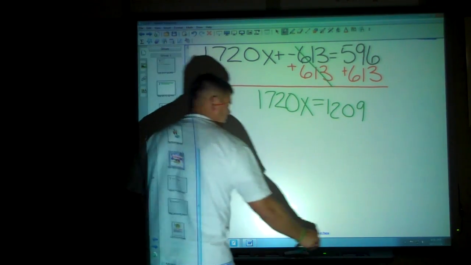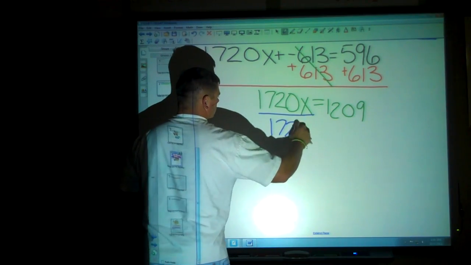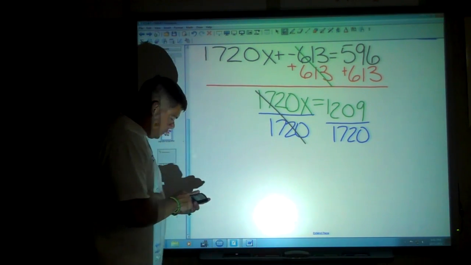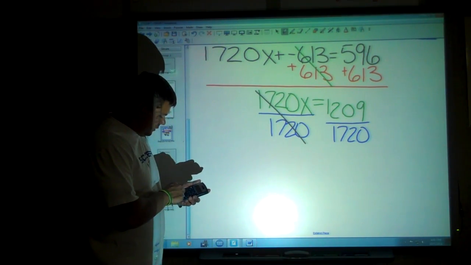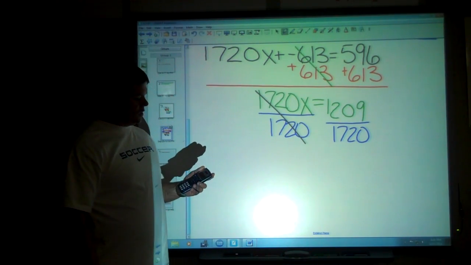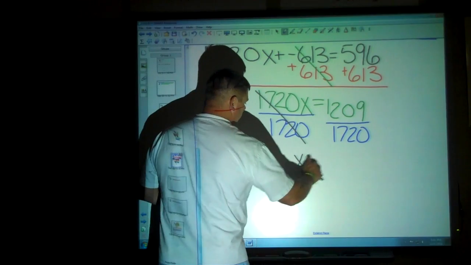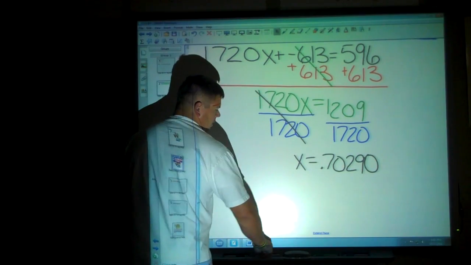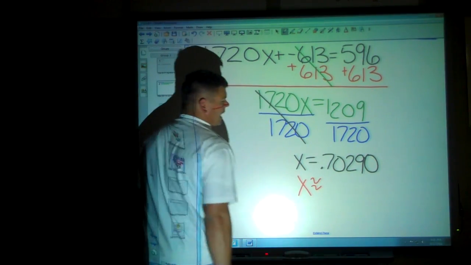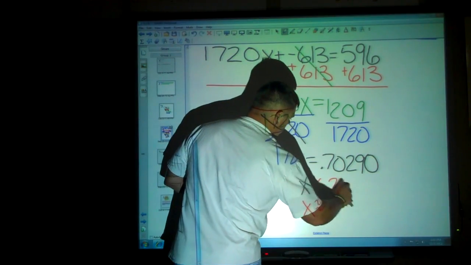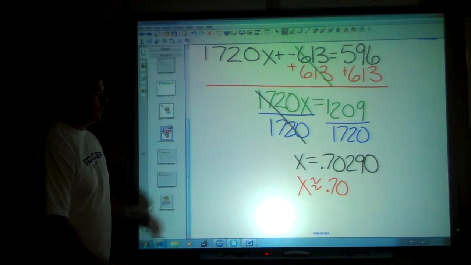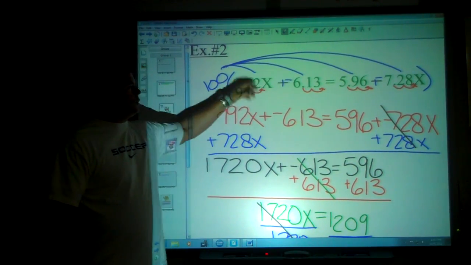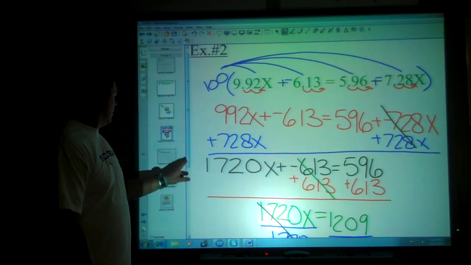Last step, divide both sides by 1720. 1209 divided by 1720 is 0.70290. Round it to the nearest hundredth, and say about 0.70, because that 2 is not enough to bump it up 1. Save the rounding till the end. You'll notice the steps are the same. If you hadn't multiplied by 100, you could still play the shuffling game with the decimals. You just have to be careful.